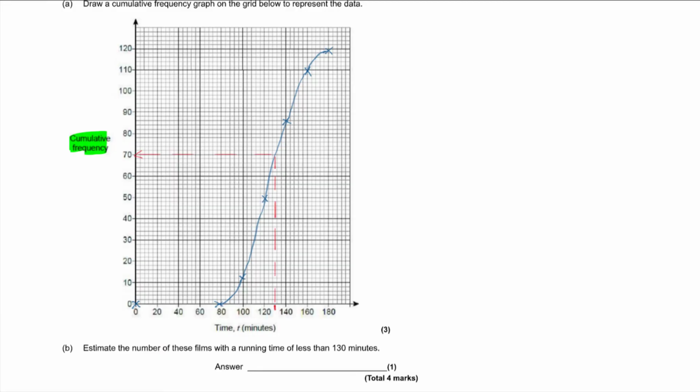So estimate the number of these films with a running time of less than 130 minutes. Now when you look at the cumulative frequency, it tells you the number of people with that amount or less. So this is going to be 120 or less. 70 people with 120 or less.